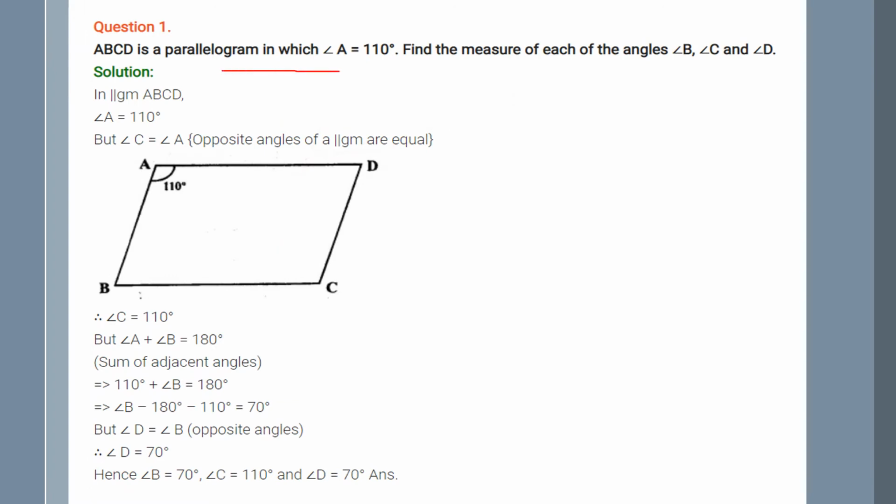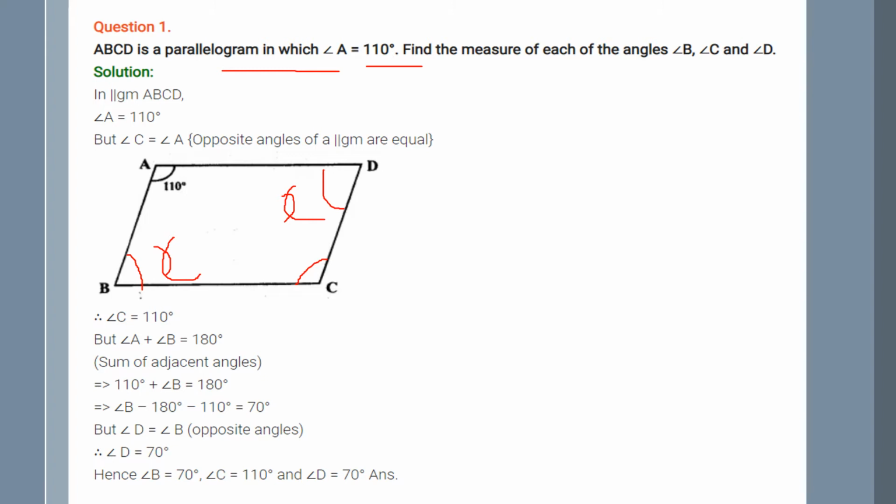ABCD is a parallelogram in which angle A is equal to 110 degrees. Find the angle BCD. Angle A is 110, given to you. As you know very well that opposite angles are equal, so angle C will be 110, and B you can take as X. If angle B is X, angle D also will be X. And the sum of all four angles of a parallelogram is 360, and you can put the values: 110 plus X plus 110 plus X equal to 360.